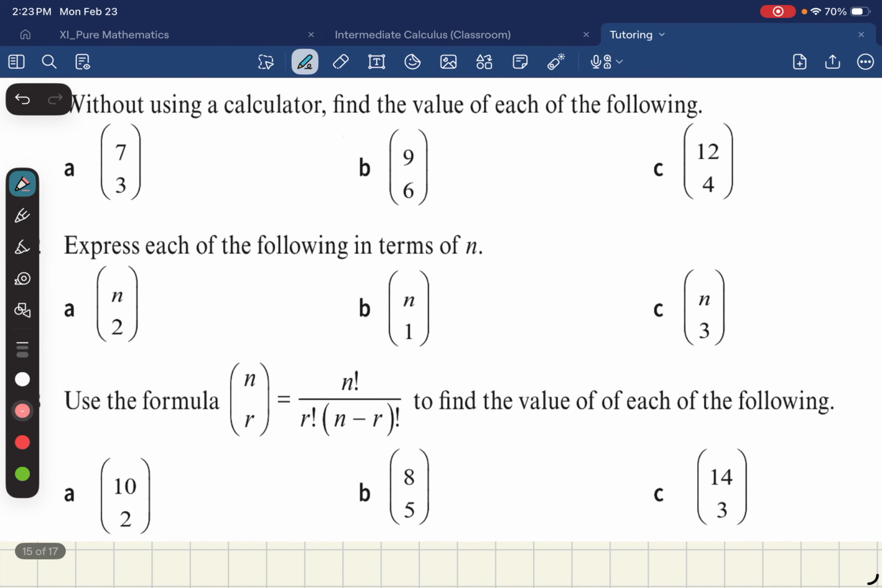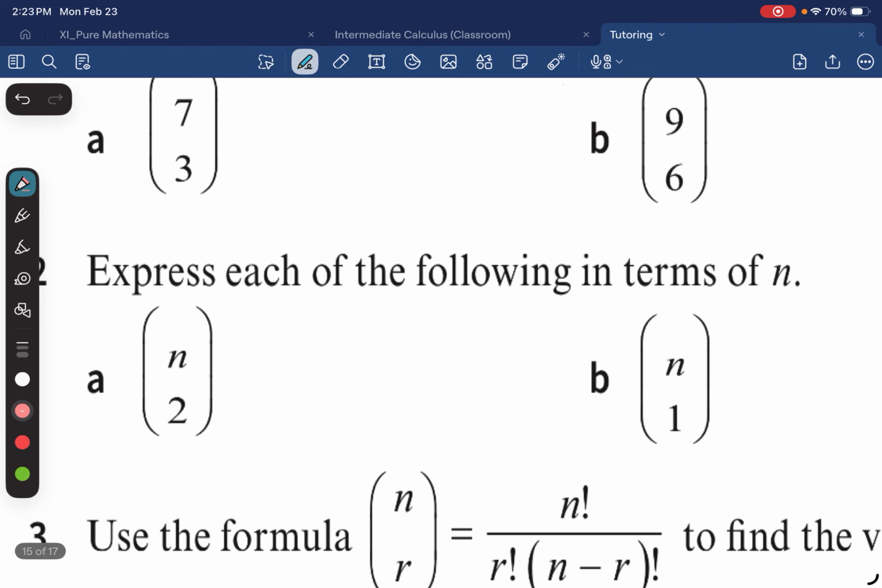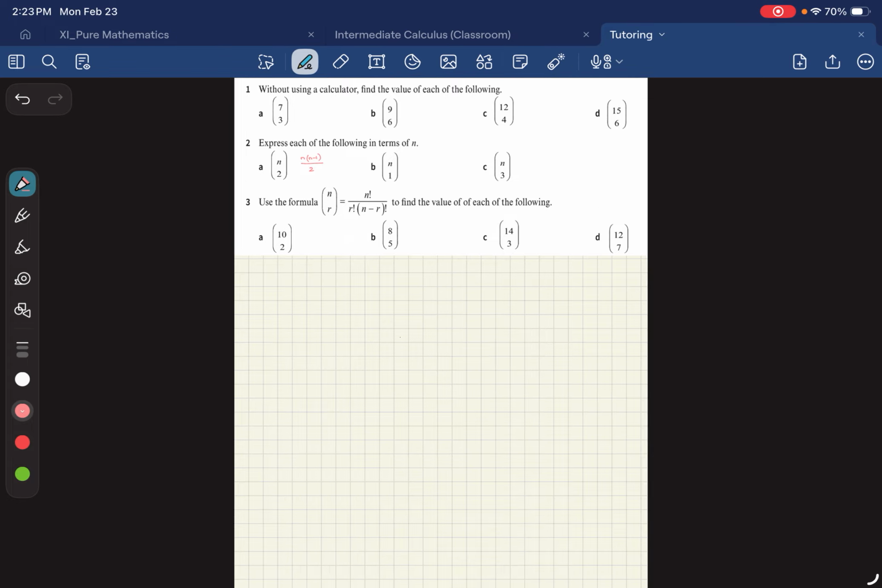Now, express each of the following in terms of n. Well, you can use the same idea that we have been doing before. n, you subtract 1, and that is 2 terms. That is enough. And I divide by 2 factorial. And 2 factorial is just 2. And that is what they want.